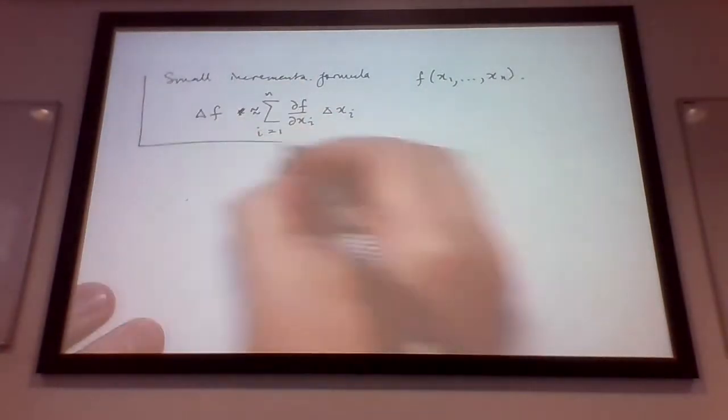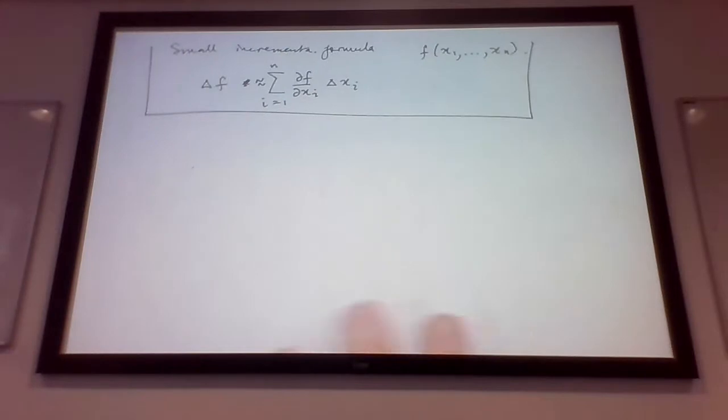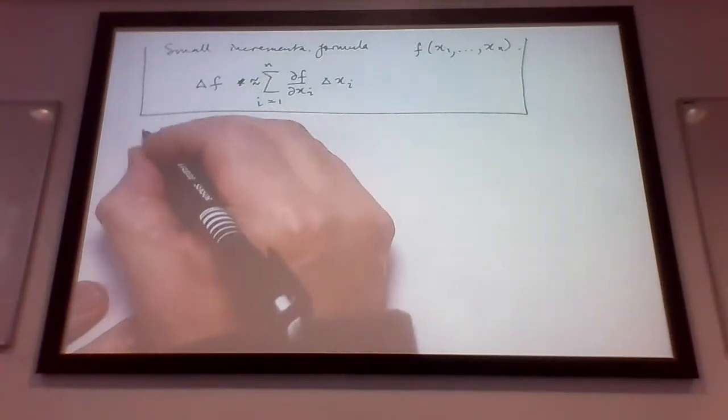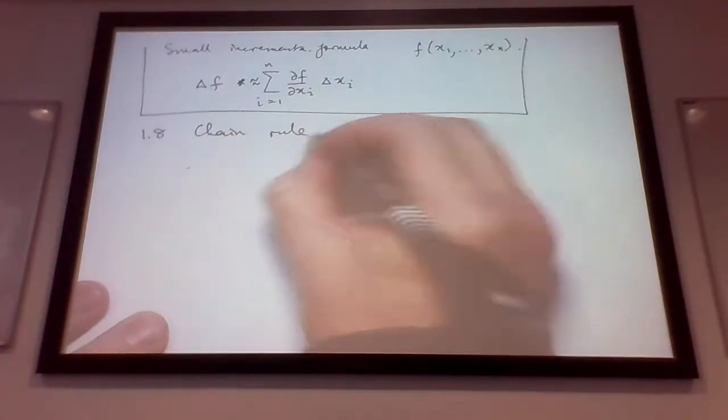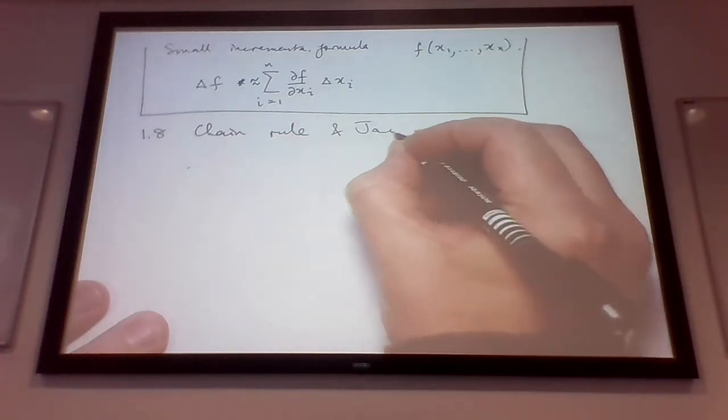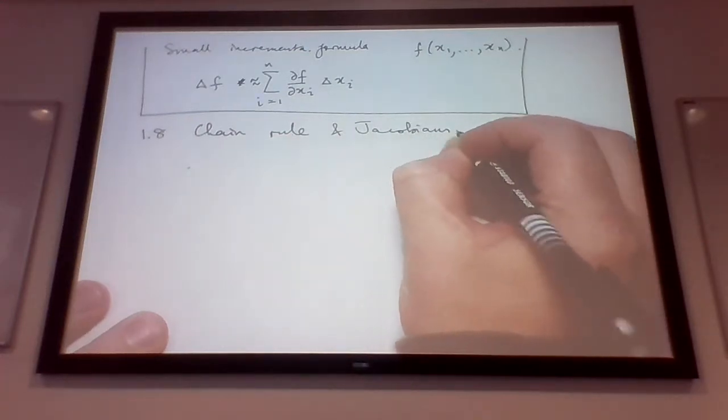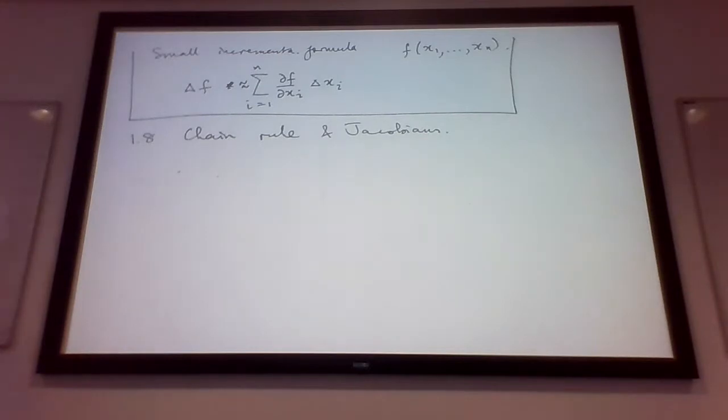So that's what we have. That's one of our main tools that we've developed so far. We're now going to look at another application of this. Okay, so this is section 1.8, which is the chain rule and Jacobians. So the first thing we want to do is just recall the thing we already know, which is the chain rule for single variable functions.